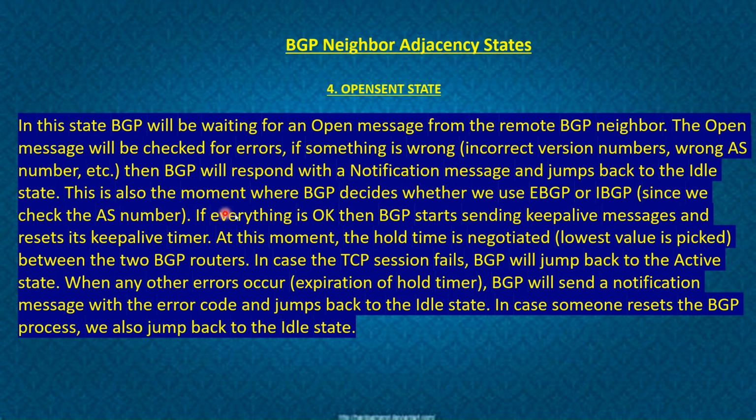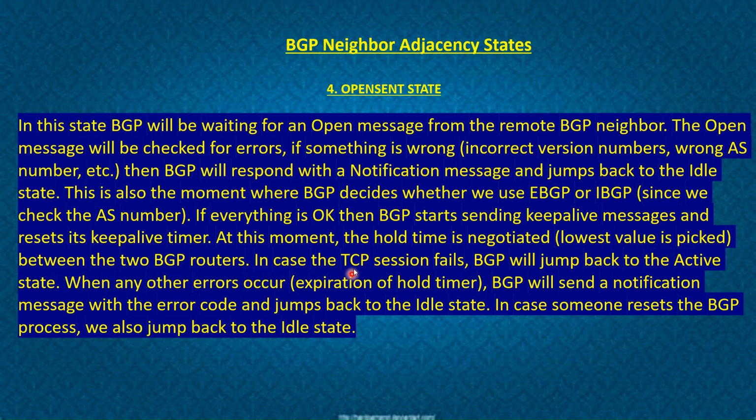This is also the moment where the BGP device decides whether to use eBGP or iBGP, since we are checking the AS number. If it is the same AS number, then iBGP. If it is a different AS number, then eBGP. If everything is okay, BGP starts sending the keep alive message and resets its keep alive timer. At this moment, the hold timer is negotiated, and the lowest value is picked between the two BGP routers.